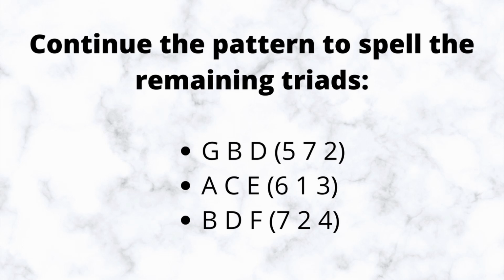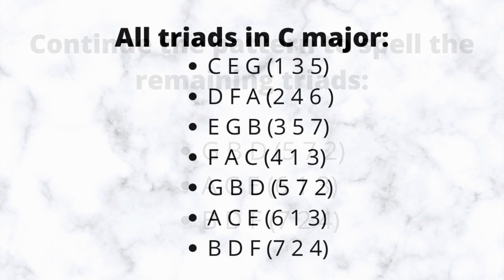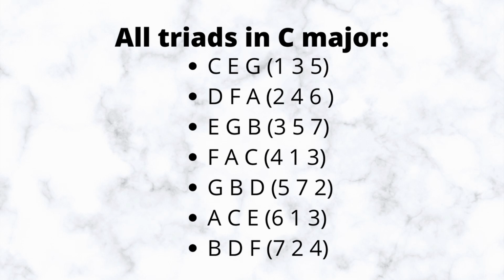At this point, we now have all 7 triads from the C major scale spelled out, one for each root note, and here they are.